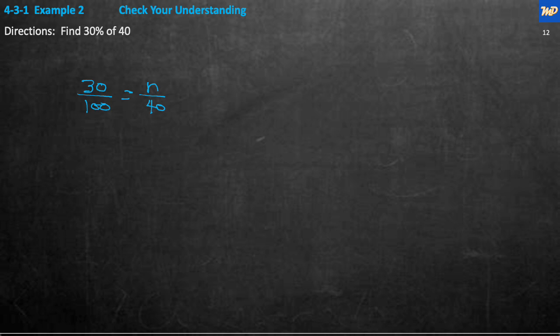We multiply both sides by 40. So we're going to get 30 times 40, and we're going to divide it by 100, and that equals n. Okay, so 30 times 40 is 1200. 1200 divided by 100 is equal to n, and that is equal to 12. Okay, so 12 is 30% of 40.